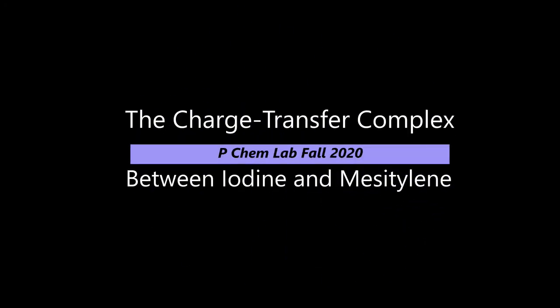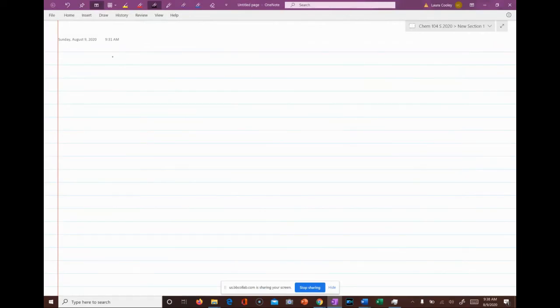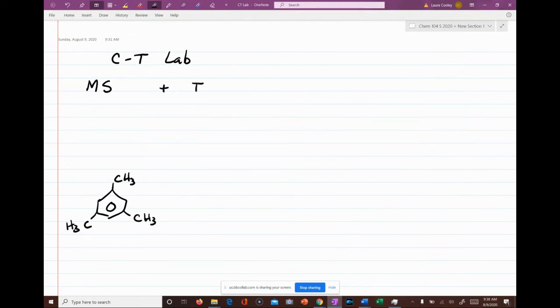This lab is called the charge transfer complex between iodine and acetylene. So I'm going to talk to you about the charge transfer lab, and this is a reaction between acetylene, and acetylene is a methyl substituted benzene ring. Okay, and it reacts with iodine. Iodine is simply I2. And it forms something we're just going to call a charge transfer complex.